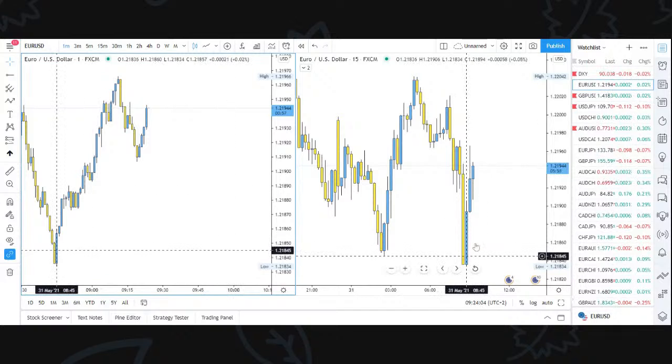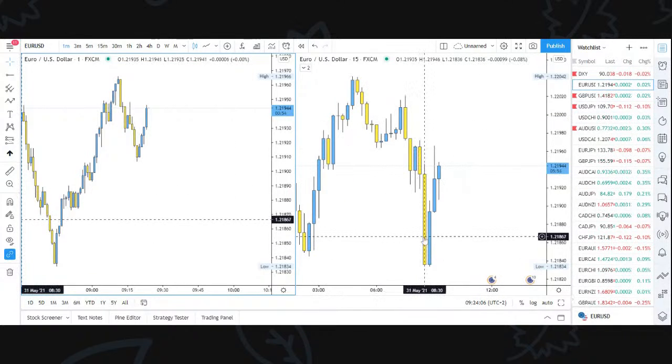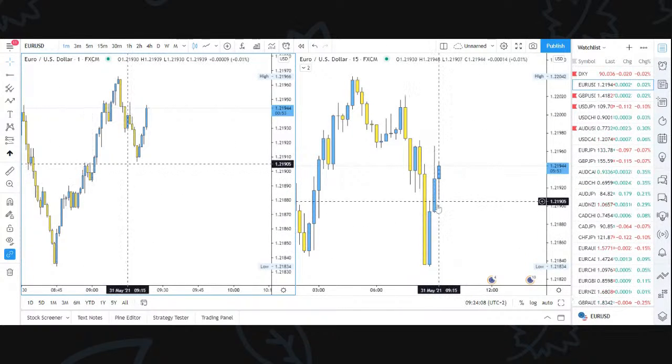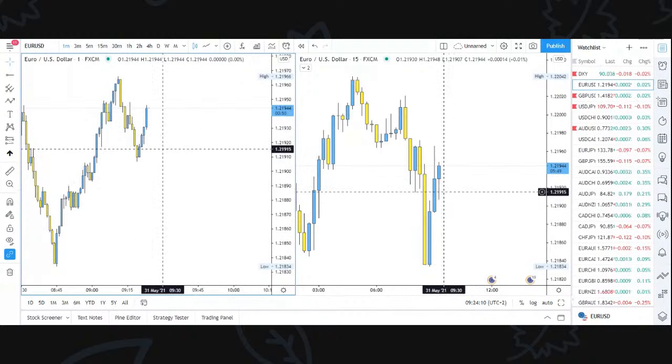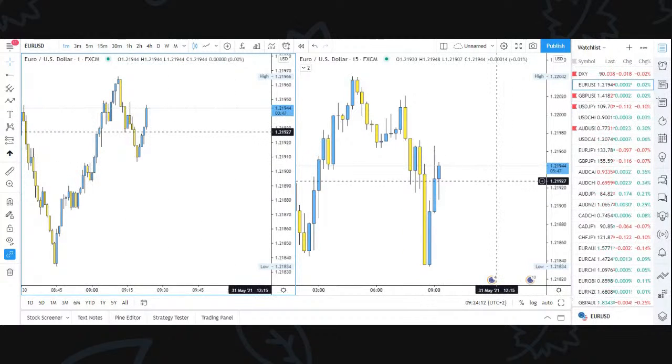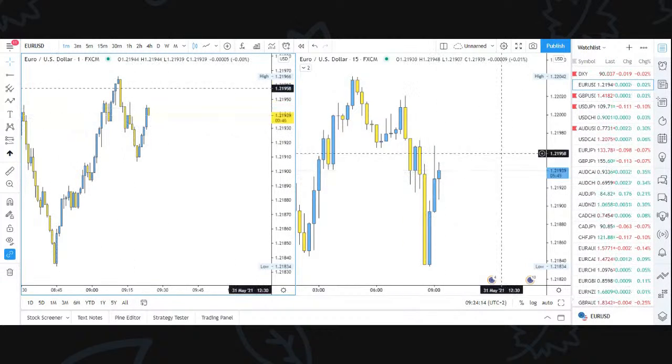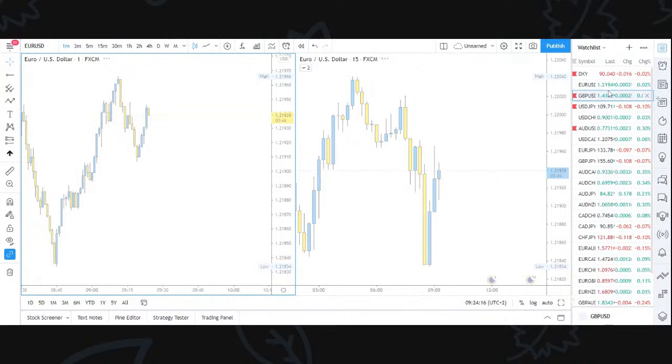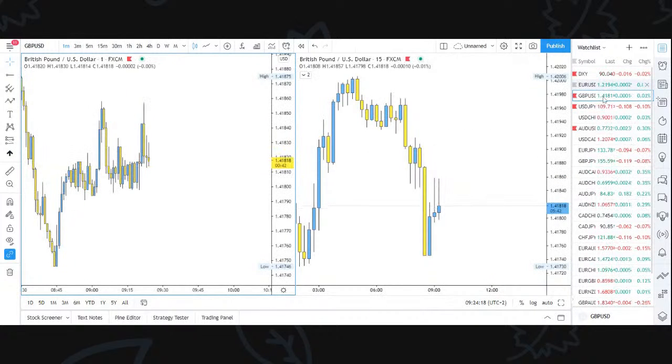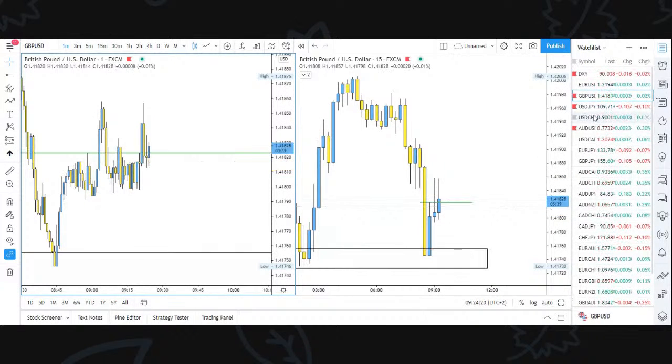Do you see what I'm talking about? So this is what I'm talking about. This 15 minute is bullish. What is the next candle more likely to be? Probably bullish. That's all it is. It's not rocket science, guys. It's honestly not rocket science.